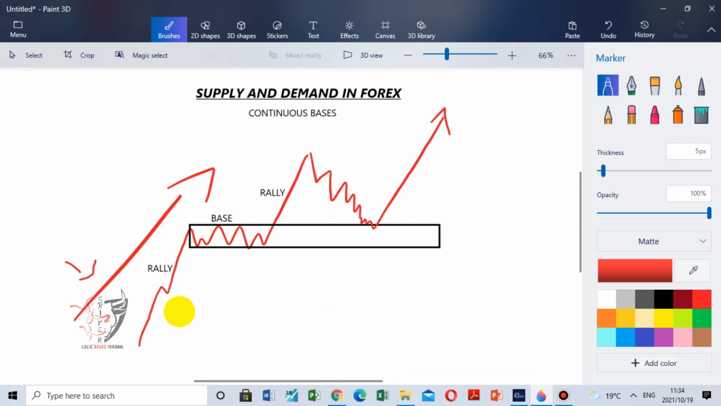So in the next video that I'll be recording, that I'll upload sometime during the week, I'll be showing you guys and sharing with you guys the market structure and how the market structure changes.